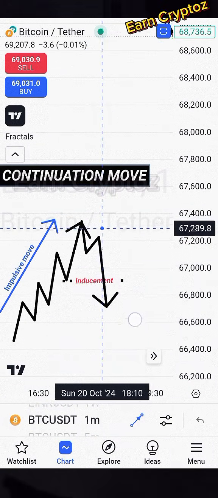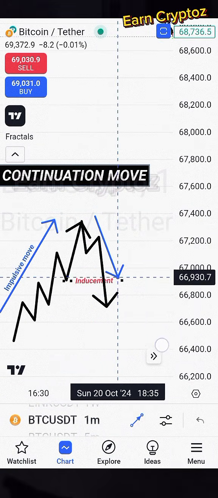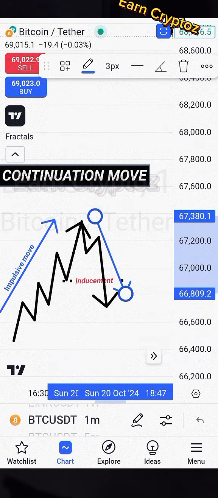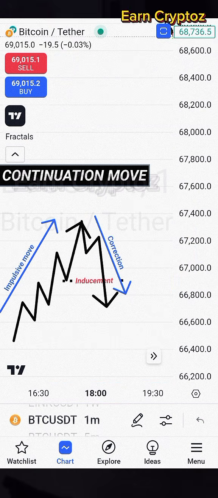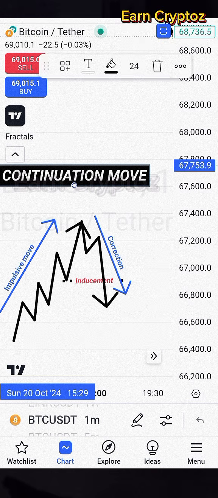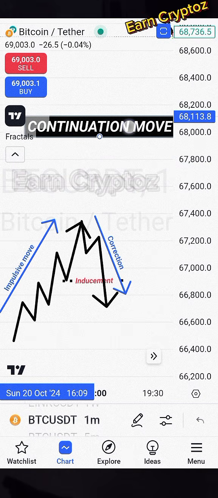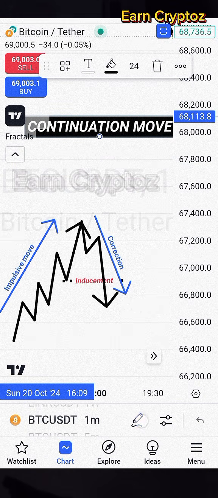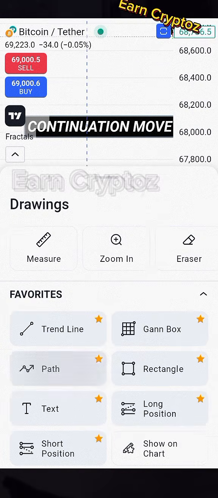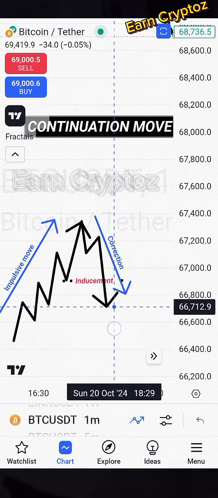A correction move is that move that takes out the inducement. If it doesn't break the inducement, it is not a correction. Once we have this move, that is the correction. The next move that happens is a continuation move. Right there, this is what we are here to learn today, the continuation move, and you'll see it right now.